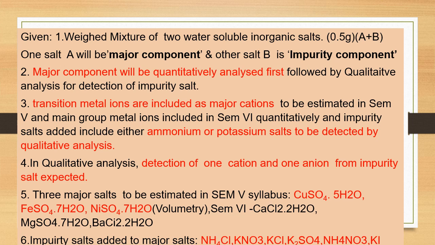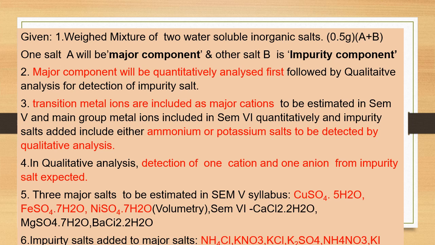The major component will be quantitatively analyzed first by carrying out the titration. After that, qualitative analysis of the same mixture will be carried out for the detection of the impurity salt. Only transition metal ions are included as major cations to be estimated quantitatively, and impurity salts added include either ammonium or potassium salts to be detected by qualitative analysis.